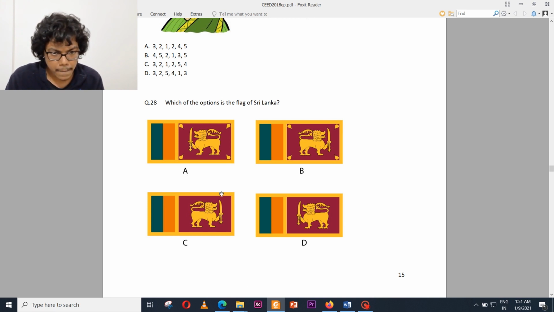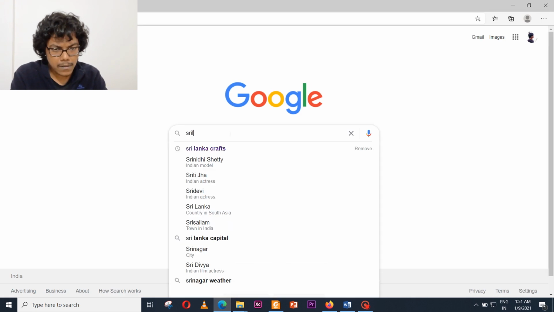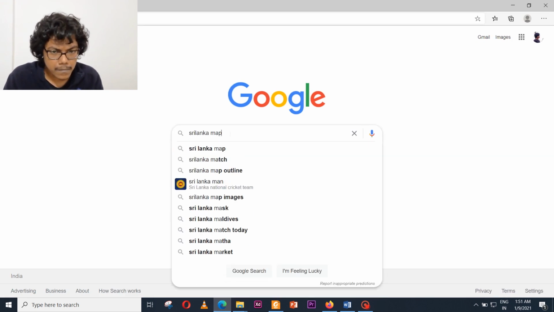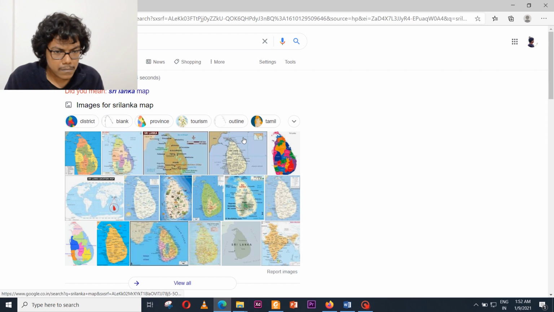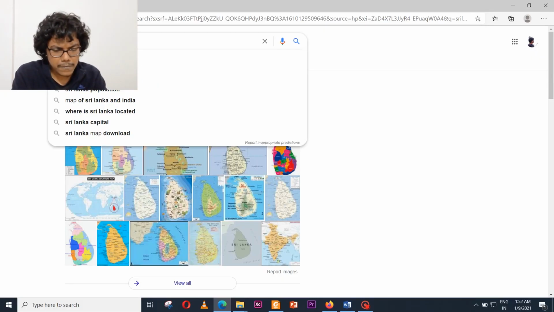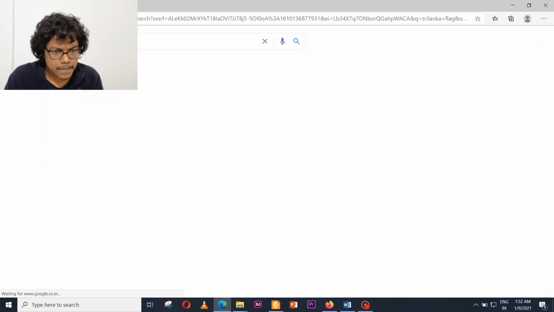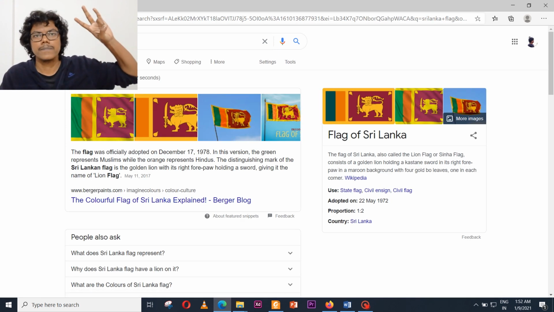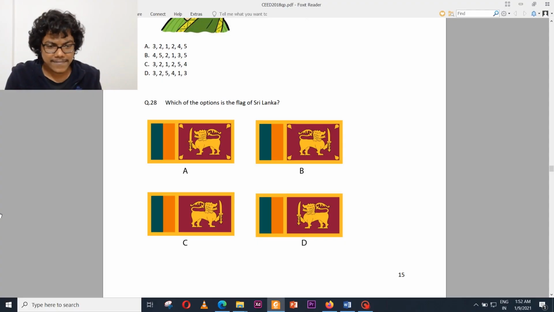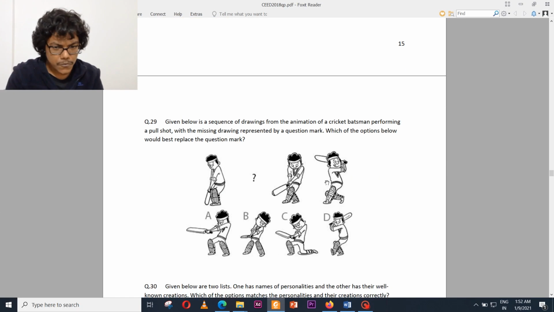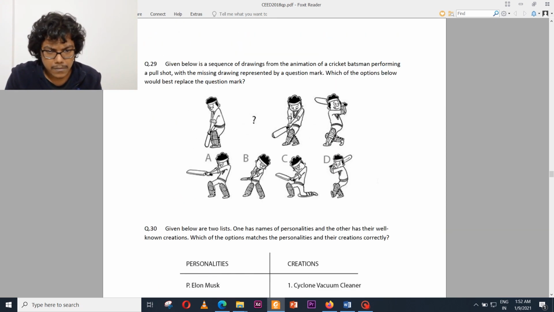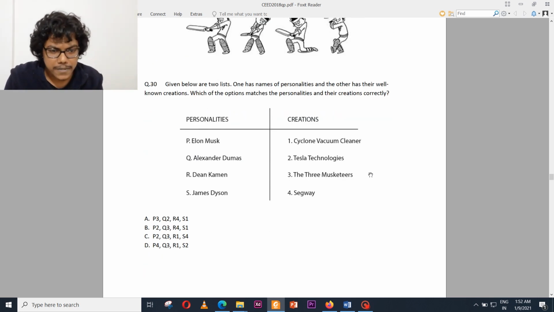One sec. What the map name? Flag. Next. 29 is easy peasy observation. D है, Elon Musk, my favorite.